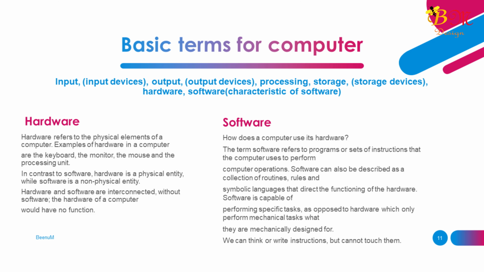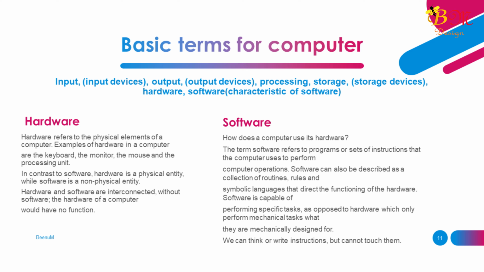Hardware. Hardware refers to the physical elements of a computer. Examples of hardware in a computer are the keyboard, the monitor, the mouse, and the processing unit. In contrast to software, hardware is a physical entity, while software is a non-physical entity. Hardware and software are interconnected. Without software, the hardware of a computer would have no function.